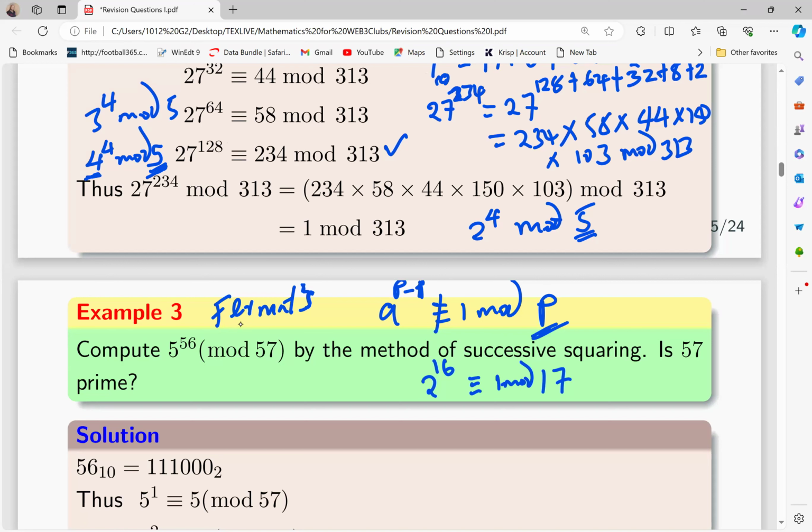So for me, I'm doing this question here. It's 5 raised to 56, and the number here is 57. The question is telling me to do this, and then after doing it, conclude whether 57 is prime or not. If 57 is prime, the result here will be 1. But if the result is not 1, then 57 is not prime. So let's do this question.